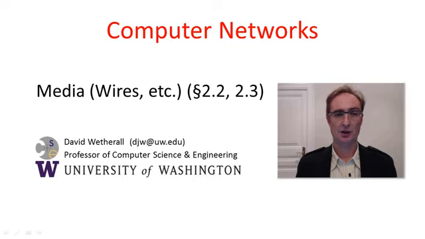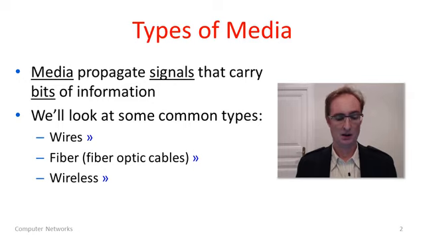This is material at the bottom of the physical layer. Okay, so there are three kinds of media which are very common that we'll talk about. Wires, fiber optic cables, and also wireless is a kind of medium for propagating signals. The issue with all of these kinds of media is that they propagate signals. These signals carry bits of information.